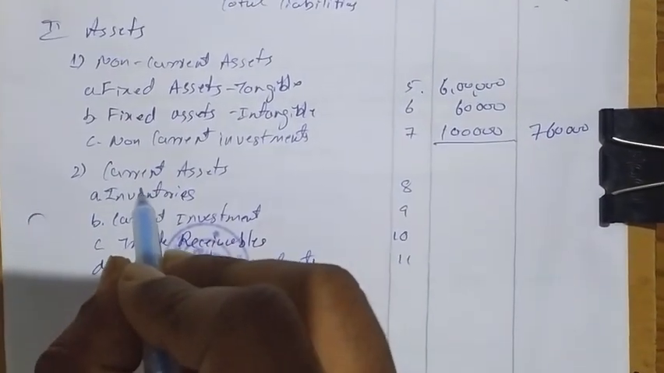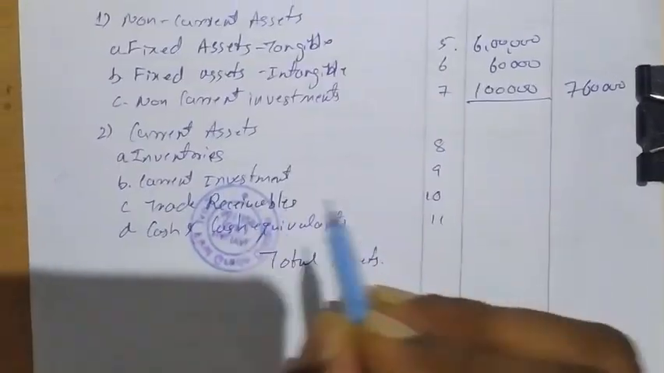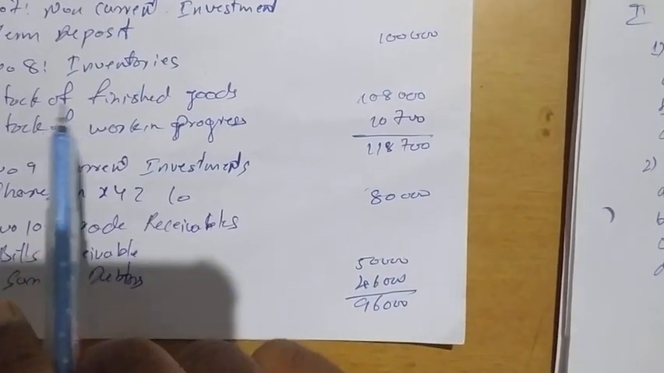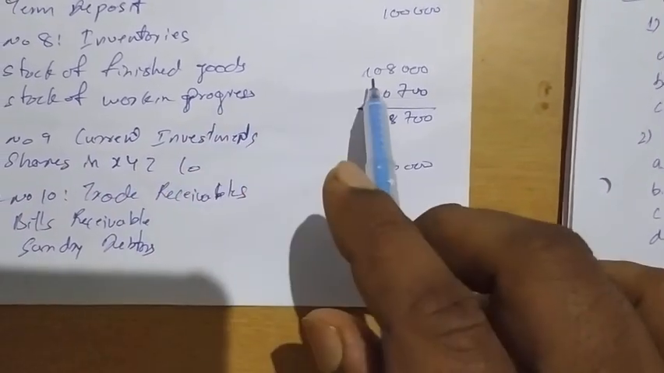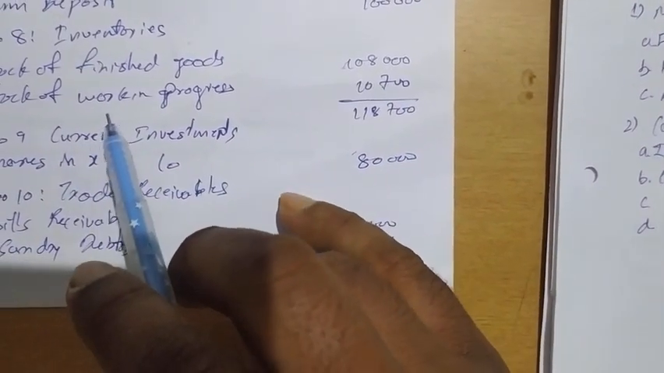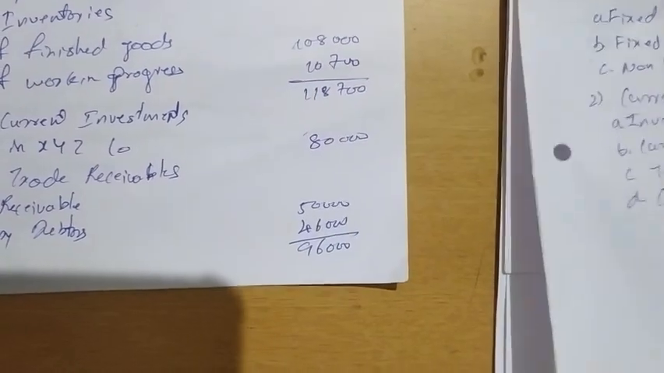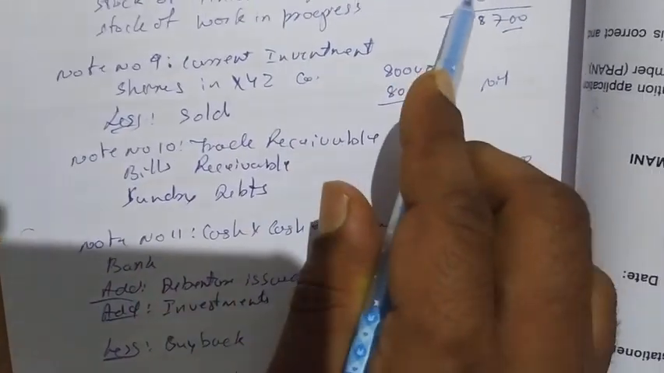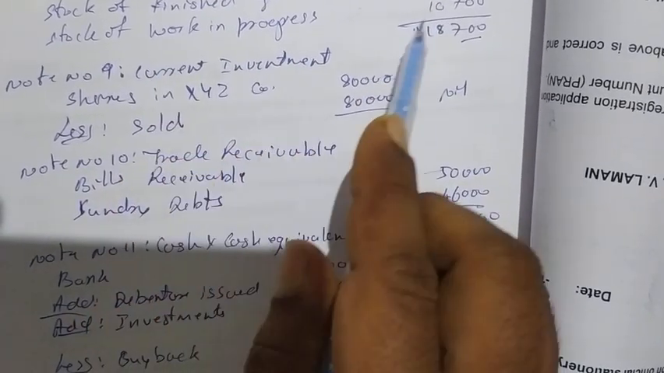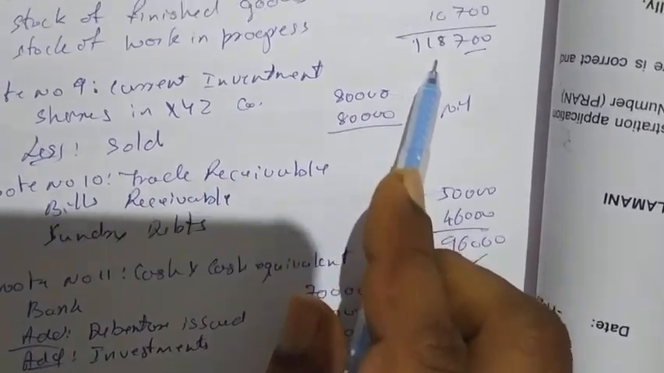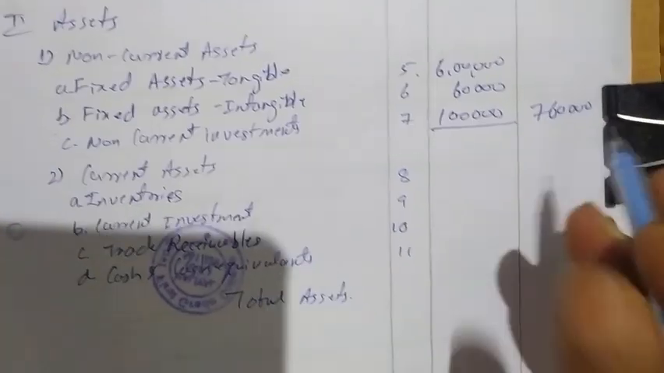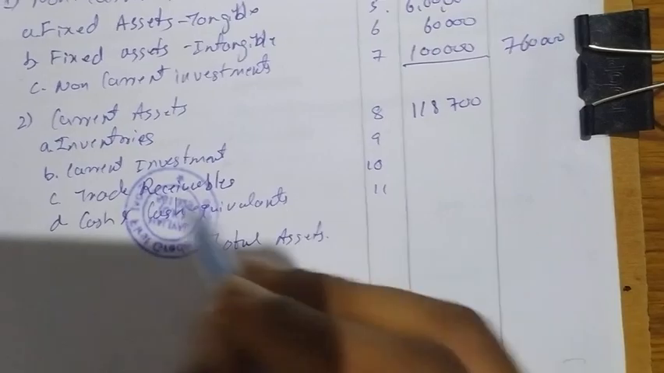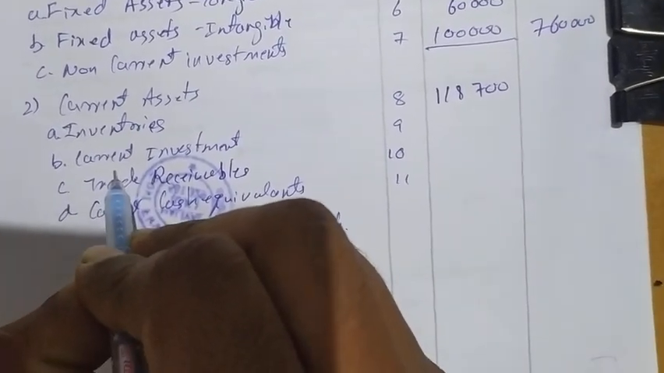Then next, current assets, inventories. Again, no changes have been made in inventories. Stock of finished goods 1,08,000 and stock of work in progress 10,700. Both remain the same here. Finished goods 1,08,000, work in progress 10,700, total 1,18,700. So note number 8, 1,18,700.